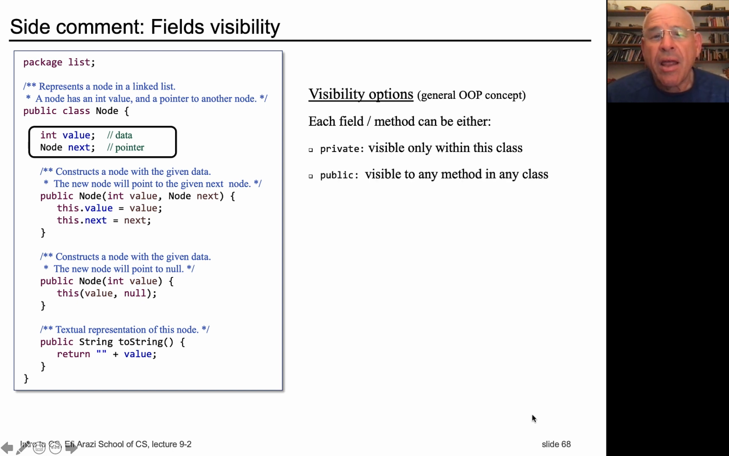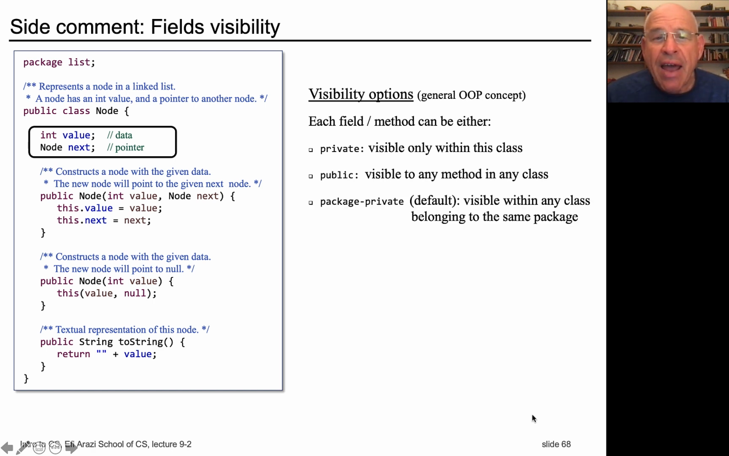Okay? If it's public, it means that every class in the world can access this field or this method. And finally, if you don't say anything, if you don't say private or public, which is the default, it means that the visibility of the field is called package private. And this means that every class in the package can access this field.